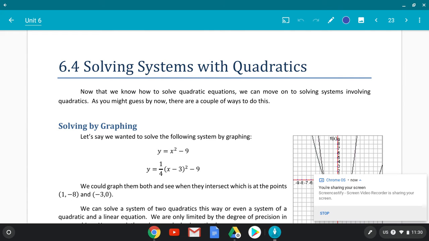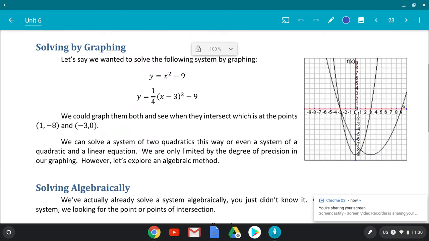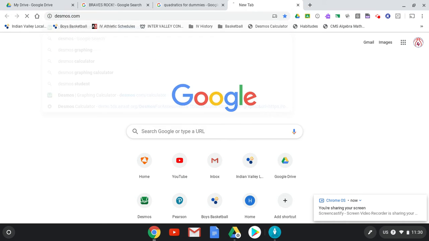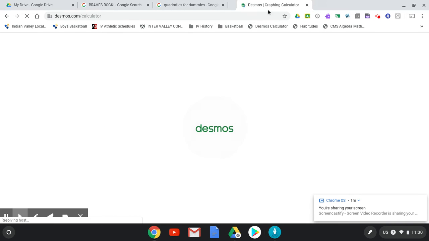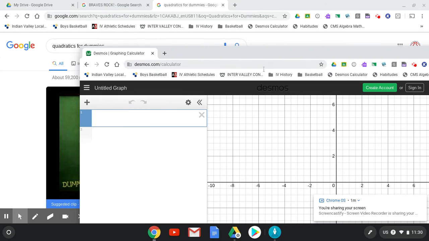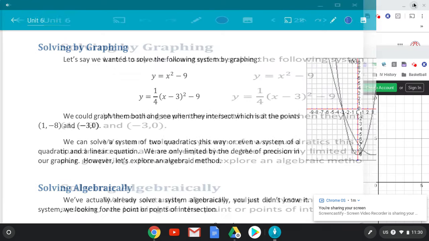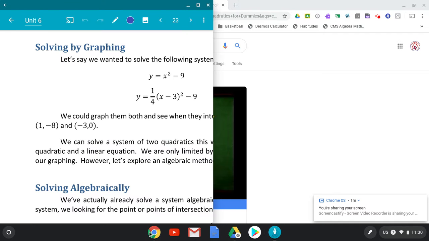One of the biggest things that we've talked about here in unit 6 is using Desmos. So let me pull up Desmos. I'm going to pull this screen out as well. Minimize it, make it a little smaller. Let's go there. There we go.